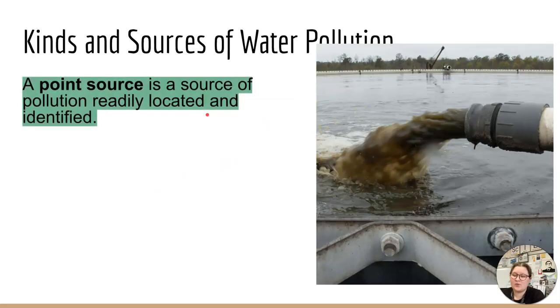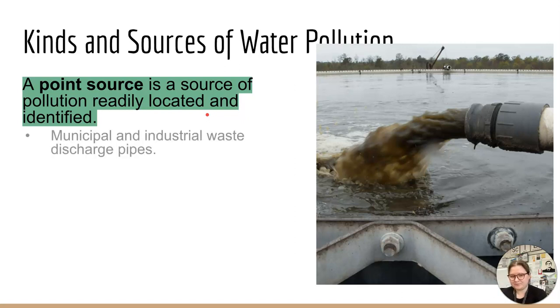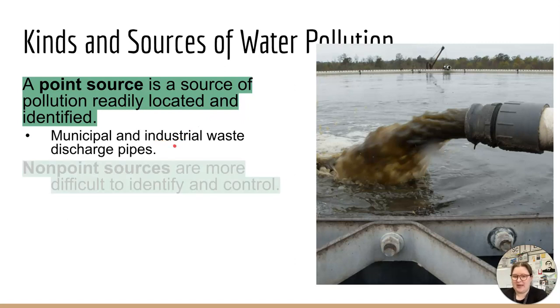Okay, so remember one of our success criteria is point source versus non-point source. Here's where we're covering that. A point source is a source of pollution readily located and identified. You can point to it. Right there, I can see there is a pipe that is dumping stuff into this body of water. This looks like a water treatment facility, so, fair. But the point is we have this body of water, nasty stuff's going into it, and I can point exactly to where that's happening. Examples are municipal and industrial waste discharge pipes.